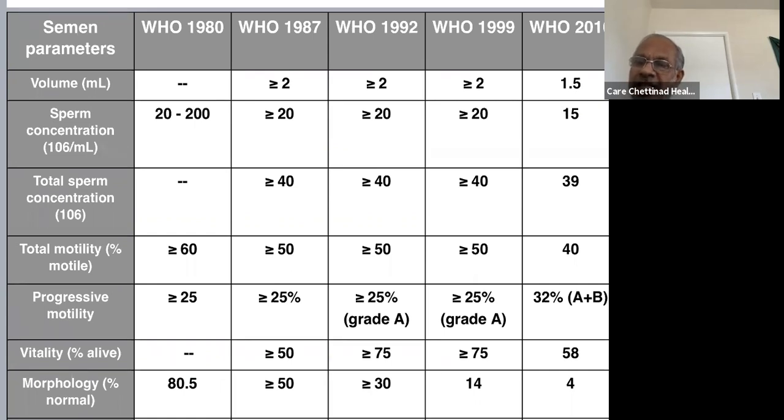The greatest change has been in morphology. It dropped from 80.5. How did they arrive at 80.5? Again, we are not clear. It has come down to now 4%. And 4% is the fifth percentile value. So you find the fifth percentile values have all markedly changed in the last 30 years. The next revision of the WHO manual may bring it down even further.